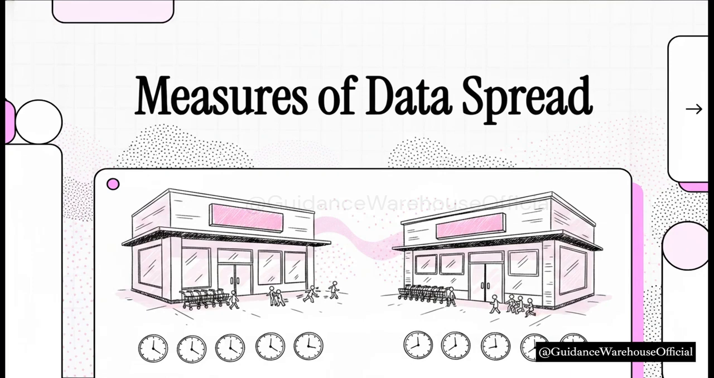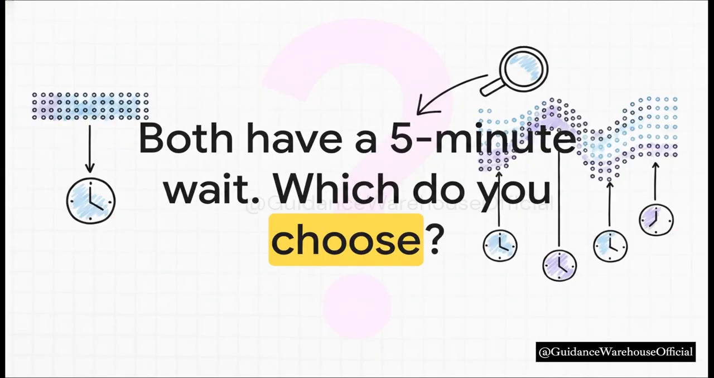Picture this, you're in a massive rush, standing right outside two different supermarkets. Now, you happen to know for an absolute fact that both of these stores have an exact 5-minute average wait time at the checkout. So, two supermarkets both have a 5-minute average wait. Which one do you choose? I mean, if the average wait is exactly the same, it shouldn't matter at all, right?